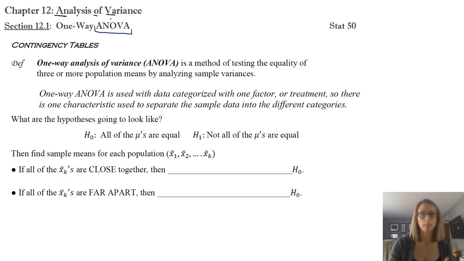And the big idea behind ANOVA is simply that it's going to take a look at 3 or more population means, and it's going to see how similar they are, or if at least one of them is different.